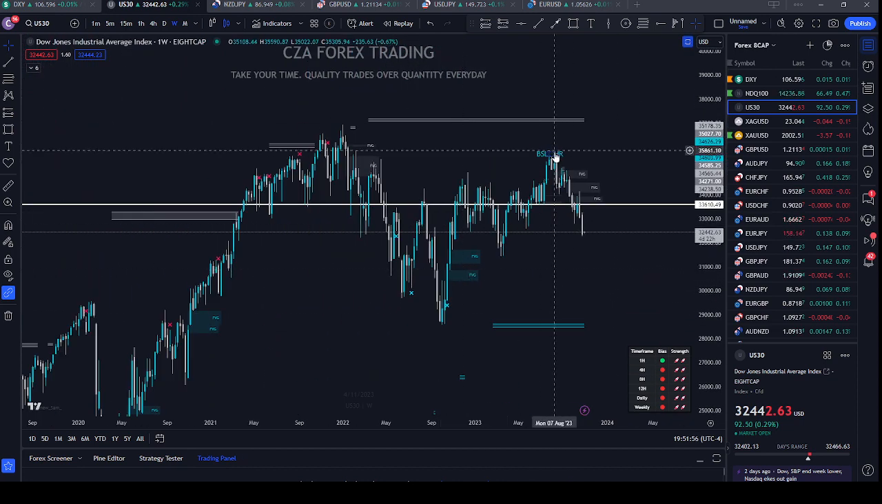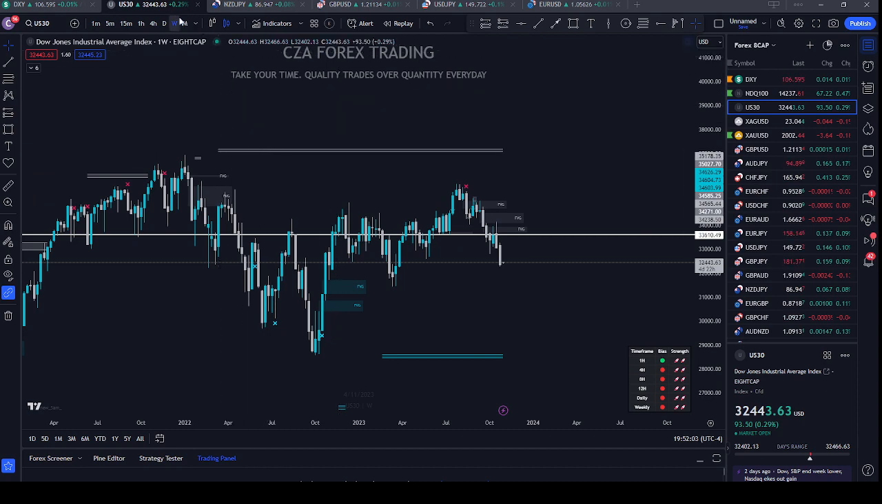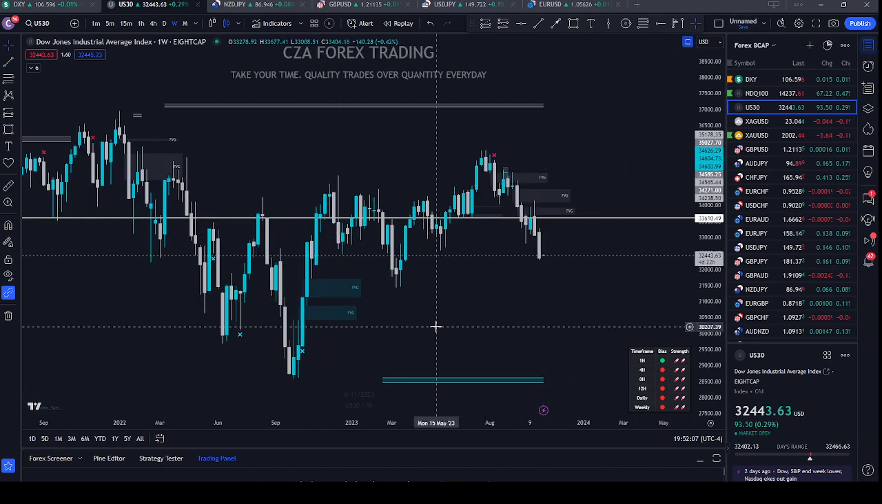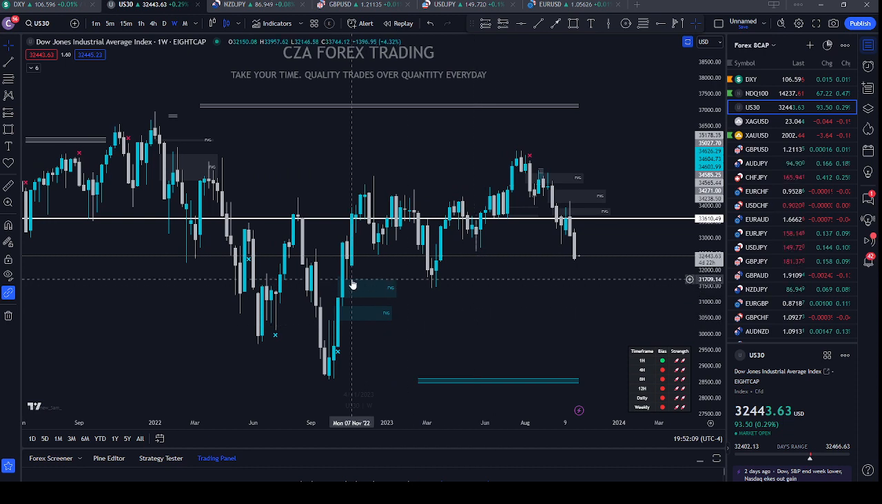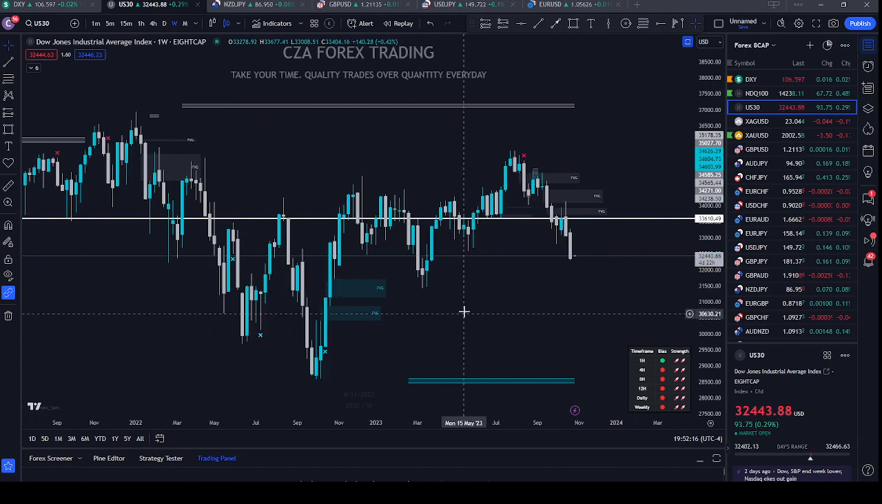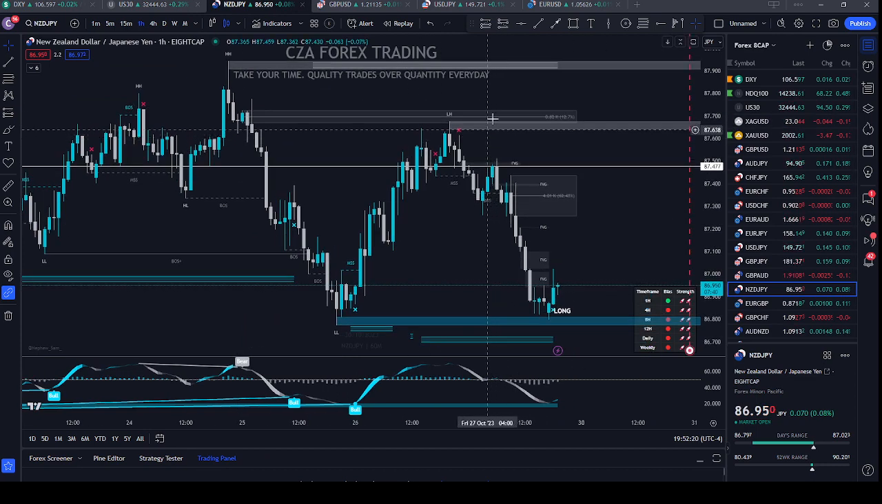US 30 scares me sometimes though. There's a lot of money for a position. Yo, I've been only trading US 30. You're having a good time with that? Yeah, it was good. I traded the whole thing. Damn, okay. I've been trading it since the top of it. Yeah, US 30 scares me a little bit.